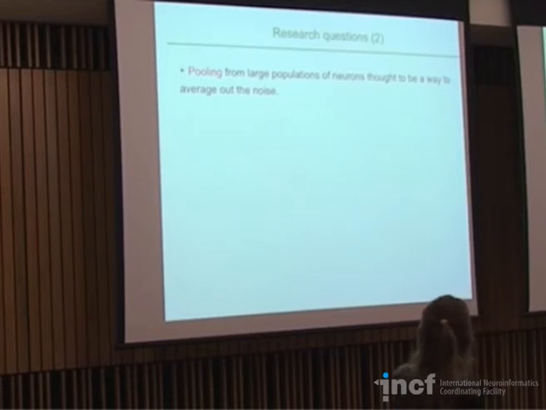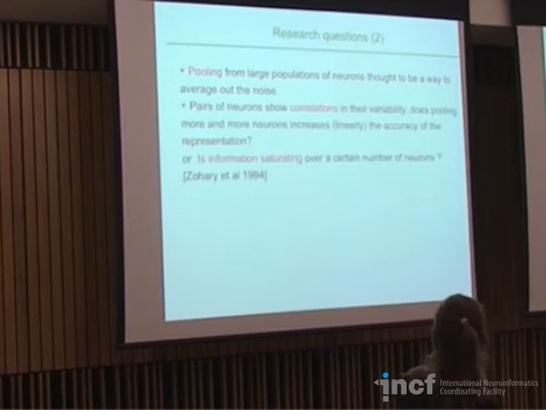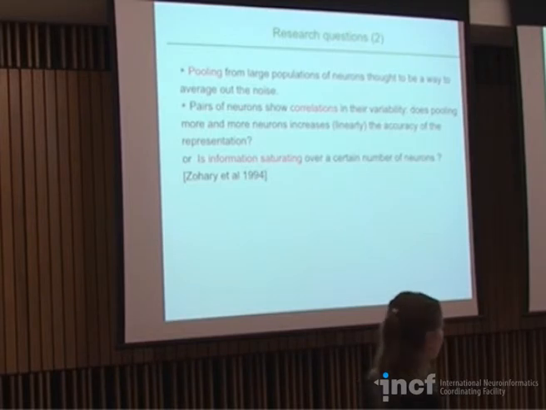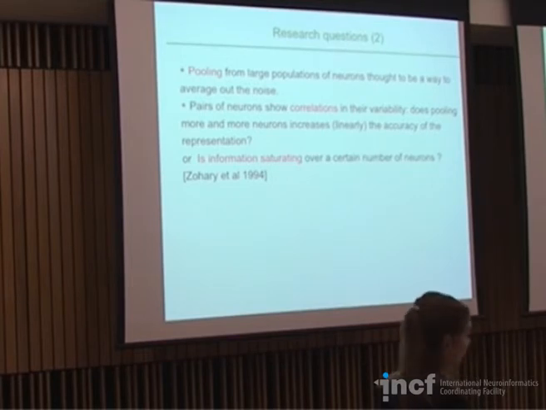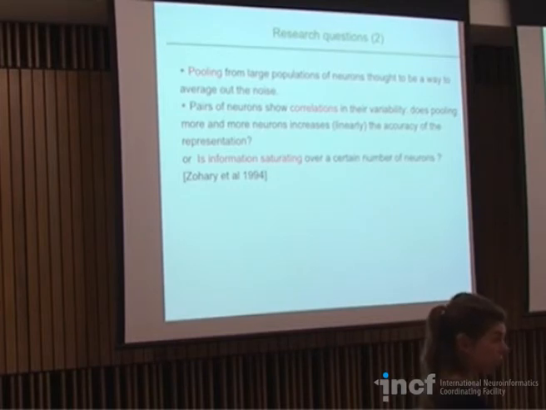Another very important research question is about understanding the impact of variability on the precision of the code, and in particular those correlations I've told you about. Of course, initially people thought that the variability of neurons maybe could be averaged out by pooling more and more neurons. But if neurons are correlated, then there might be a limit on the precision that you can achieve by pooling more and more neurons. What this limit is, though, depends crucially on the structure and the properties of those correlations. And it's still very unclear what the impact of those correlations in the brain is on the precision of the code.